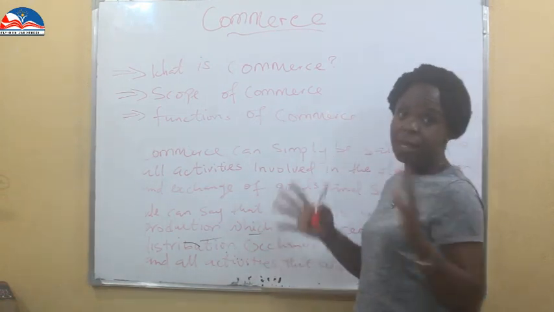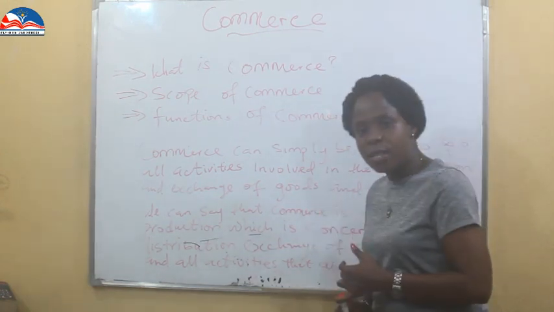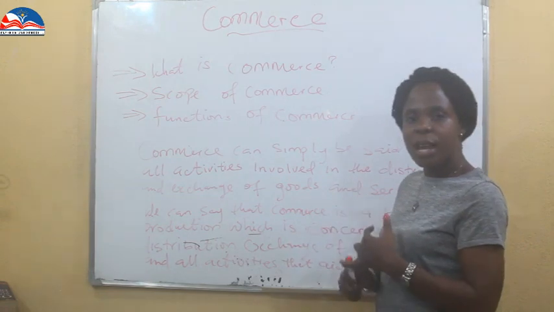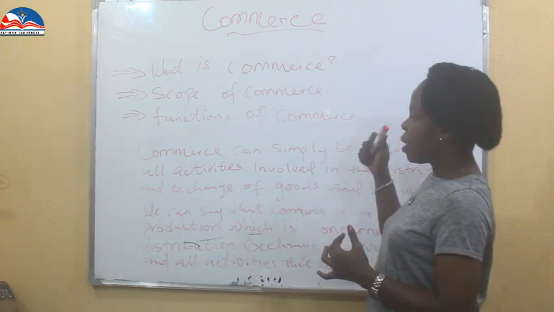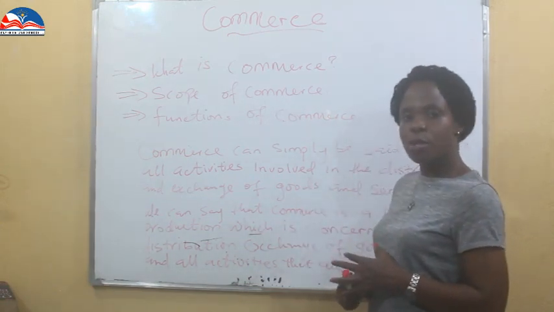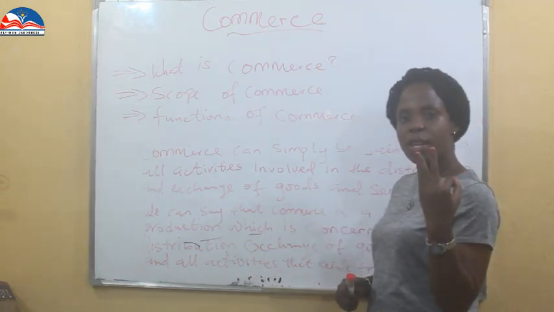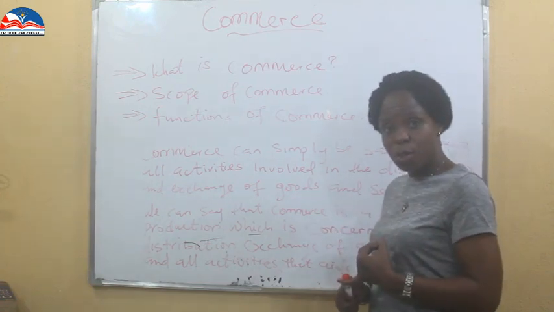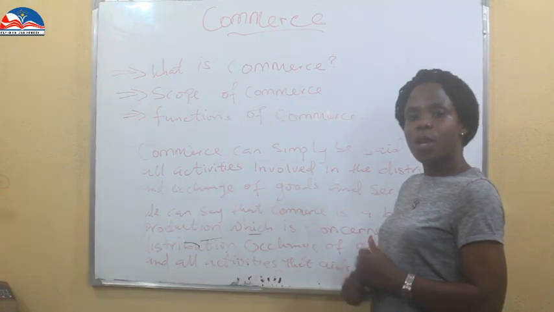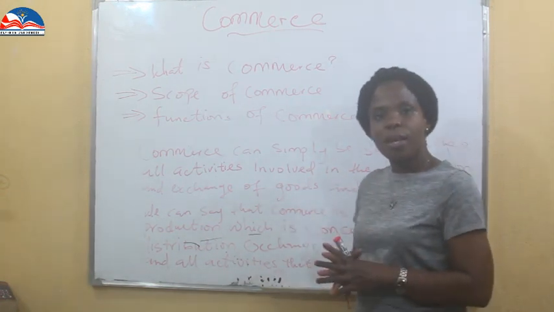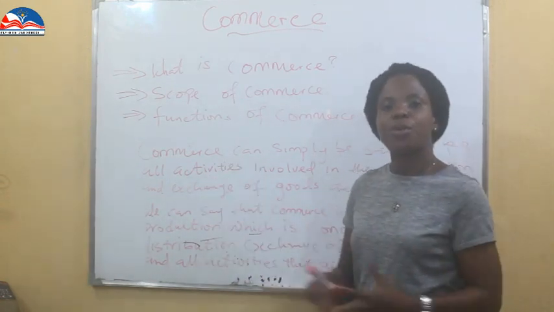So we look at commerce in 3 aspects. Commerce involves activities that are concerned with 1. Distribution of goods, another one, production of goods, and then exchange of goods. So 3 key points are there: distribution, production, and exchange. But all in all, commerce makes the final consumers to have their final products.